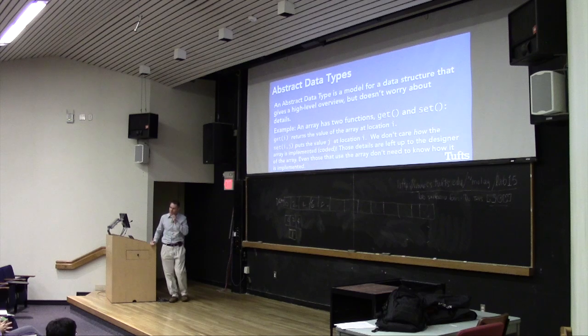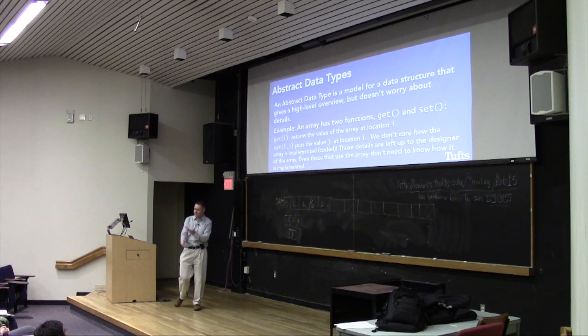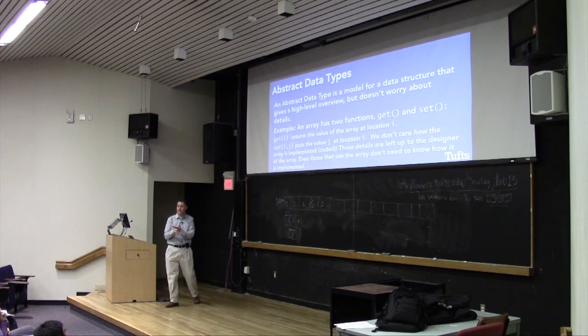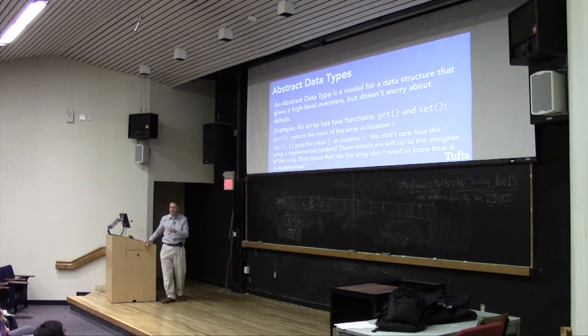Abstract data. The other one that we're going to talk about is this idea of an abstract data type. We kind of just mentioned it a little bit. But an abstract data type is a model for a data structure that gives that high-level overview and is able to hide some of the information about the details, in fact all of the details, from somebody who's using your data structure.